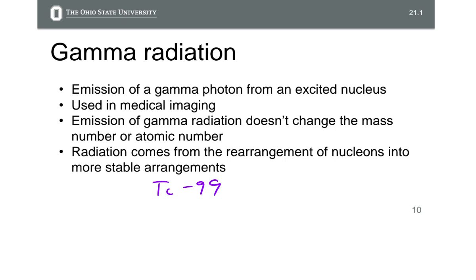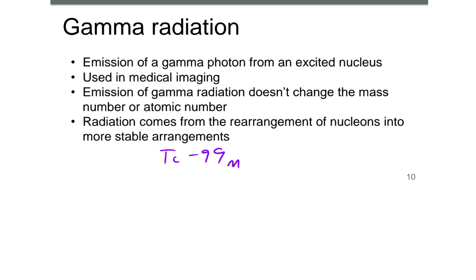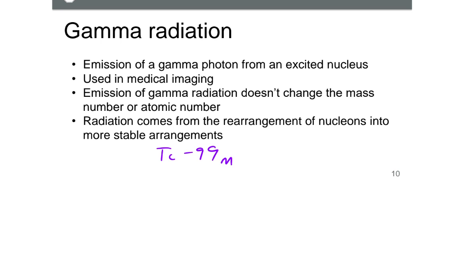In medicine, we use a metastable technetium-99, so we put a little m here to signify that it's metastable, and metastable essentially means that the nucleus has too much energy. Okay? And so technetium-99m, with atomic number 43, can decay by gamma radiation to form technetium-99.